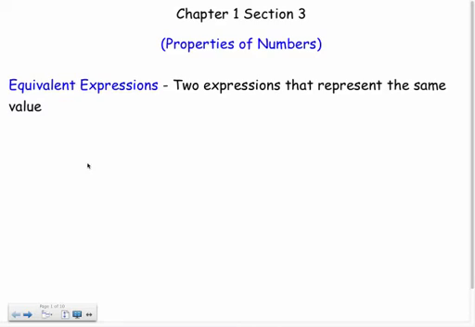Let's expand a little bit on our orders of operations. So instead of just strictly going through the math, we're going to add the properties that go along with it. The definition in math, why we're able to do what we're supposed to do.